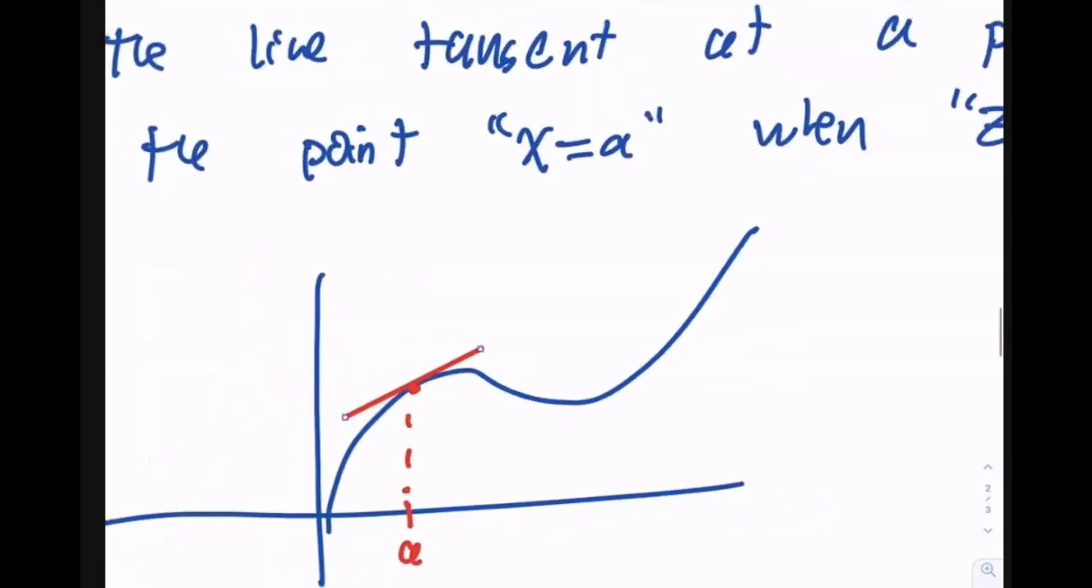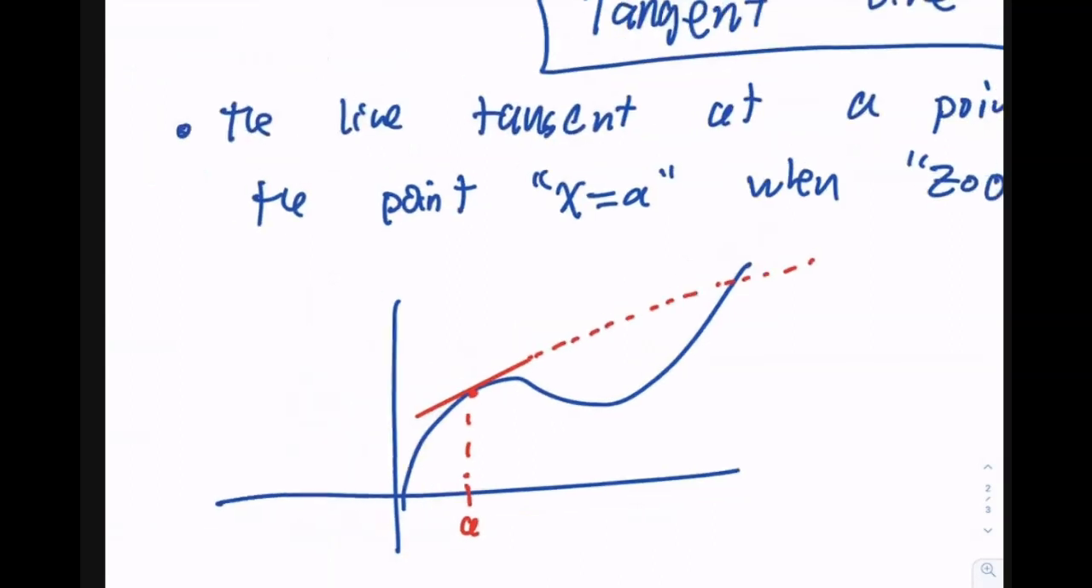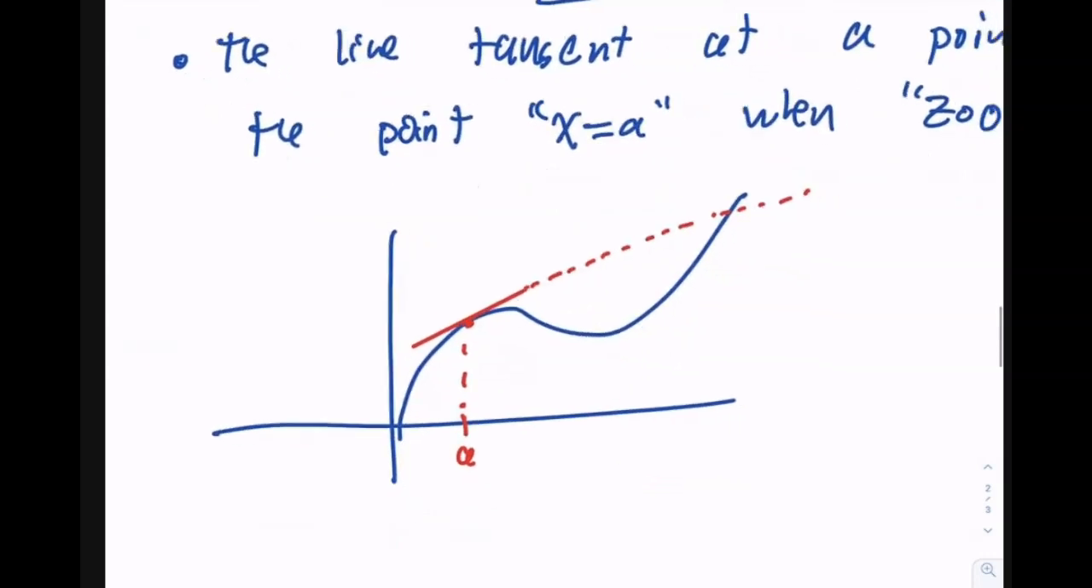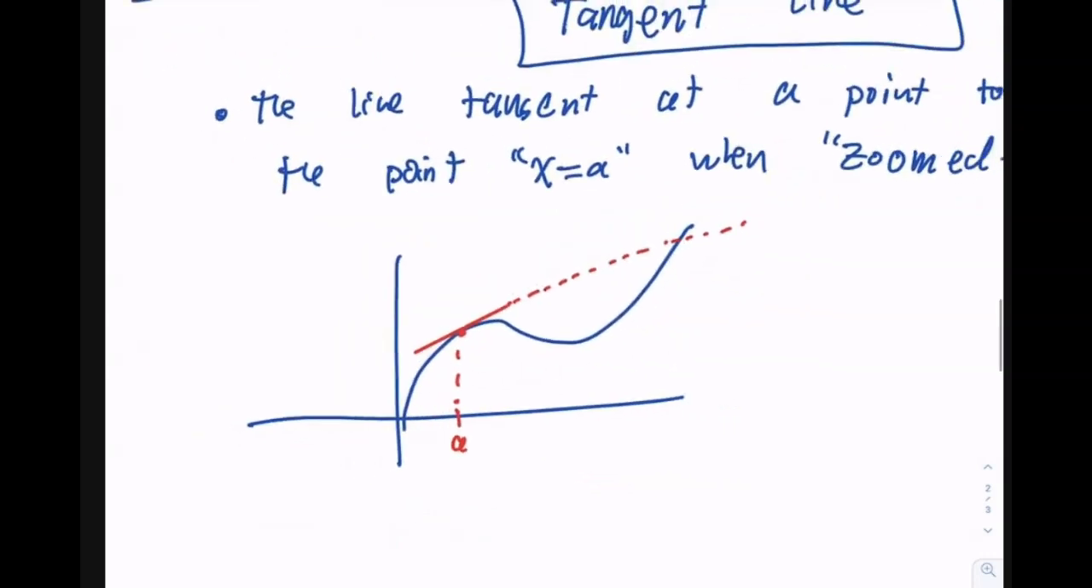But in reality, this line, if we keep extending it, of course, would touch another point. But when we zoom into that point on the graph at x equals a, the line only touches that individual point. Okay, that's what a tangent line is.